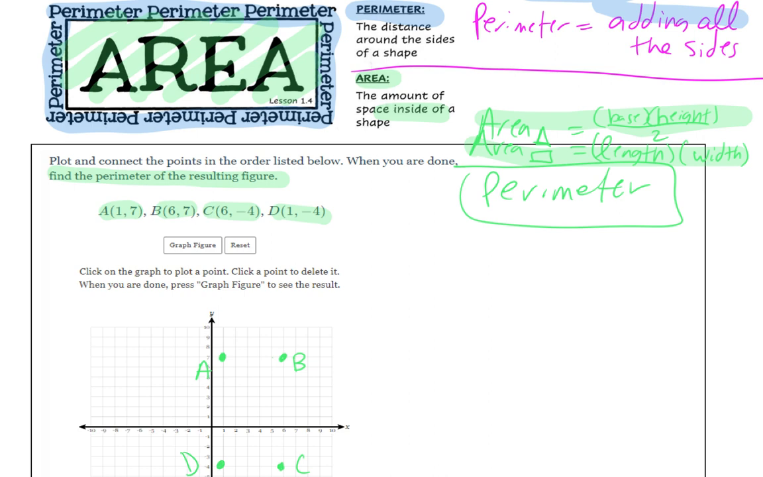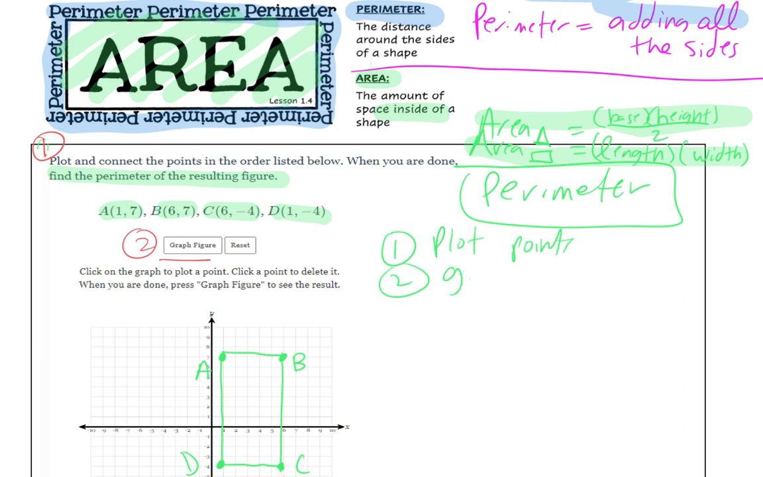So the first thing we do is plot that. The second thing is we have to push this button right over here to graph the figure. Once it does that, it's going to graph it. So let's go ahead and connect those dots. It will graph it just like this. Now we need to do our second step. So the first thing that we need to do is plot the points.